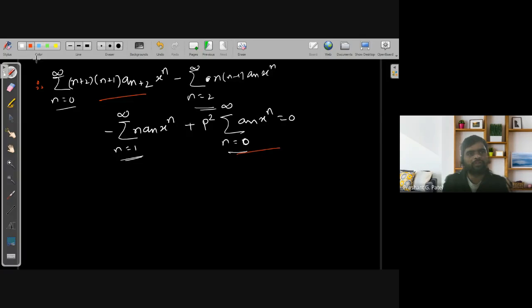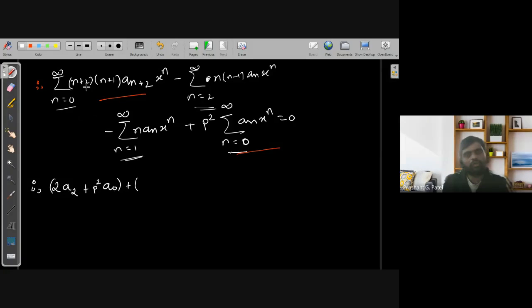So when I substitute n equal to 0 into the first summation, we'll have a2 into 2 plus 0, 0 plus 1, a2, x power 0, that is a constant. There is no n equal to 0 term here. Here also. The last one we have plus p square a0. This is the constant term.